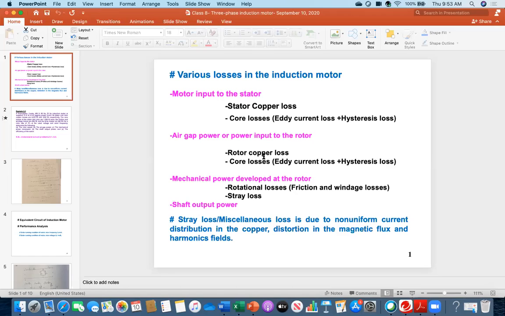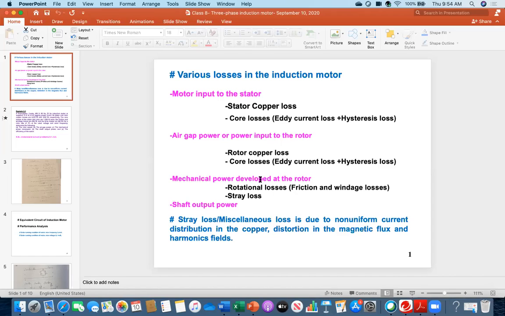So again, it will have copper loss because there are windings placed on the rotor, plus, similar to the stator, core losses, exactly the same thing. This is with the rotor. So subtract this rotor copper loss and core loss from the rotor power input. Then that is the mechanical power developed at the rotor. Mechanical power developed means we are assuming that the shaft has started rotating.